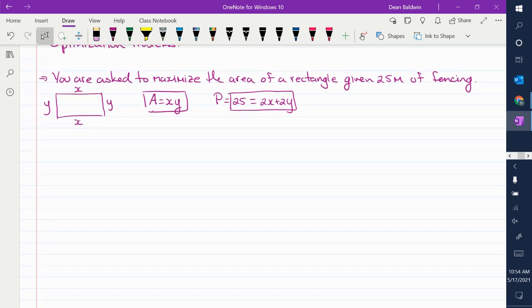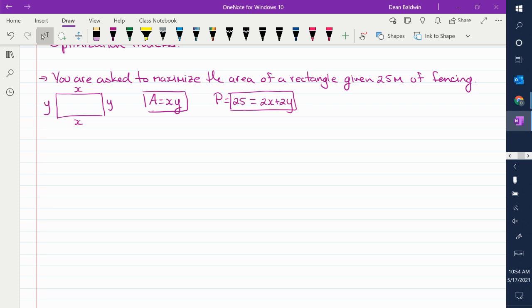Now, I'm trying to maximize the area. As soon as I say the word maximize, think of it in terms of graphing terms. If you have a maximum, what do you know about the top of that, like that point right there? The derivative is 0, right? So that means I'm going to have to derive one of these. You derive the equation you're trying to maximize or minimize, okay?